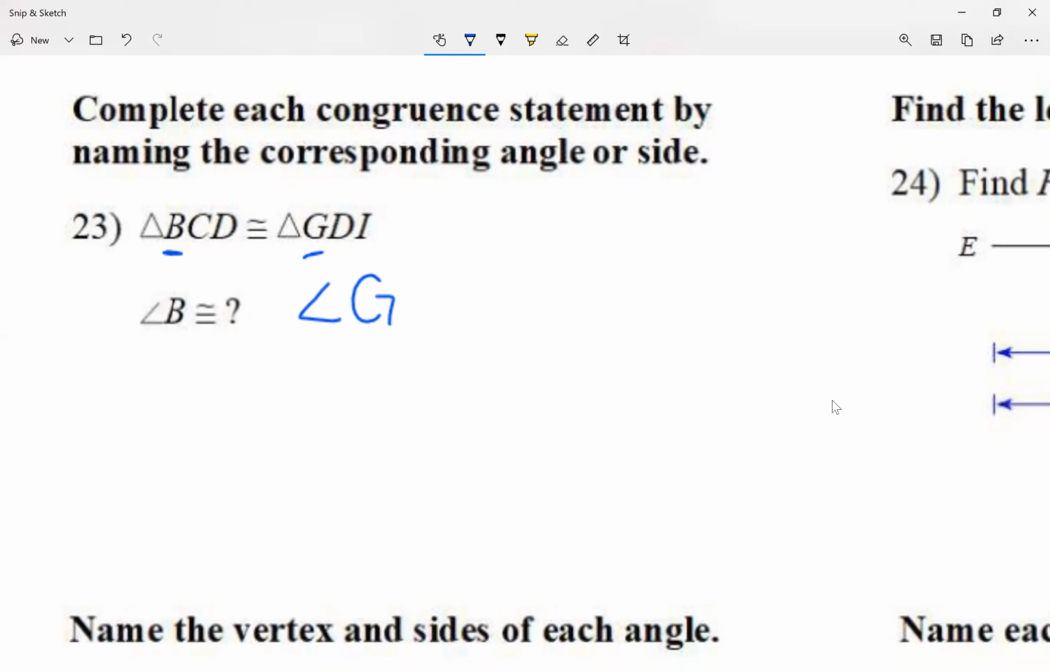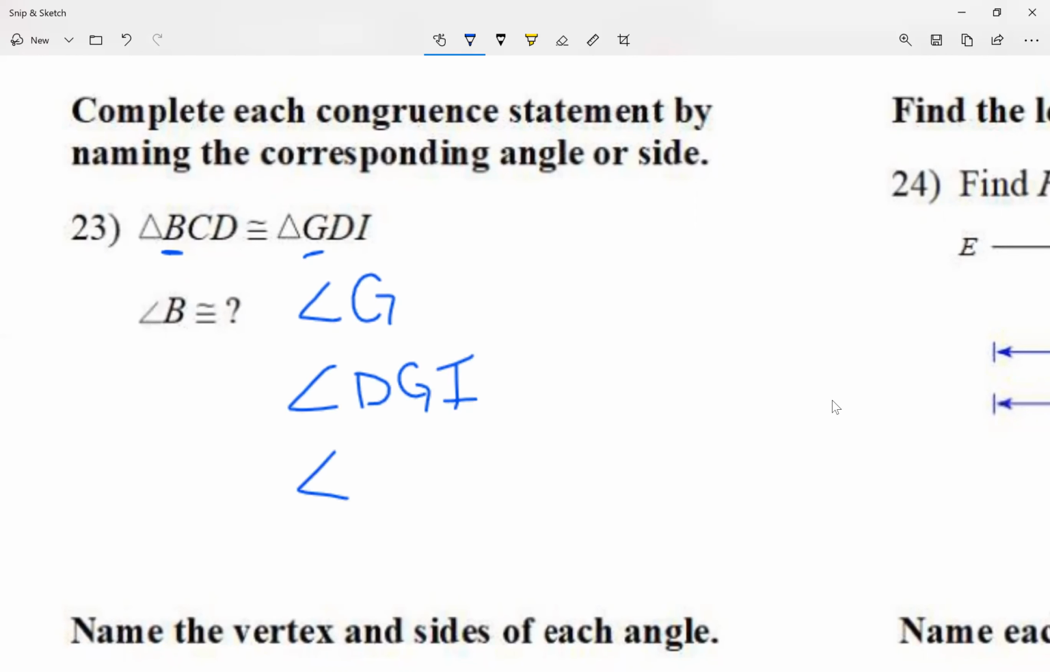For angles, I can choose one letter. I could also say angle DGI, or I could even call it angle IGD. All these three possible choices are the three possible answers. Either one of these three is correct. When it comes to angles, we can use one letter or three letters. Make sure that when you use the three letters, the vertex is in the center. So notice how I kept letter G in the center. DGI or IGD, right? But G is in the center.